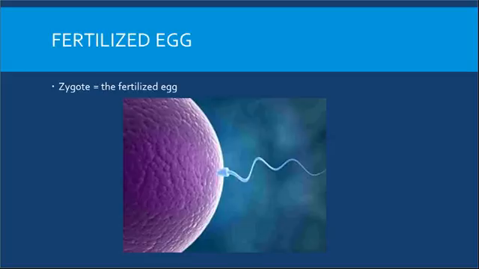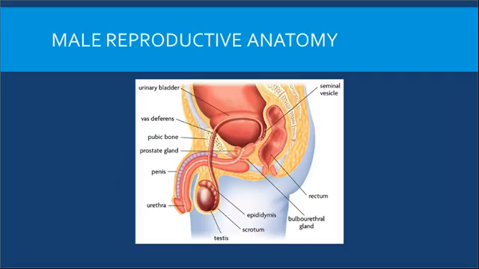Next, we'll move on to the male reproductive anatomy. So the penis is the male copulatory organ. It delivers sperm into the female reproductive tract during intercourse. The testes are considered the primary genitalia of the male, and I do want you to remember that for your quiz. The scrotum is a skin-covered bag suspending from the groin.